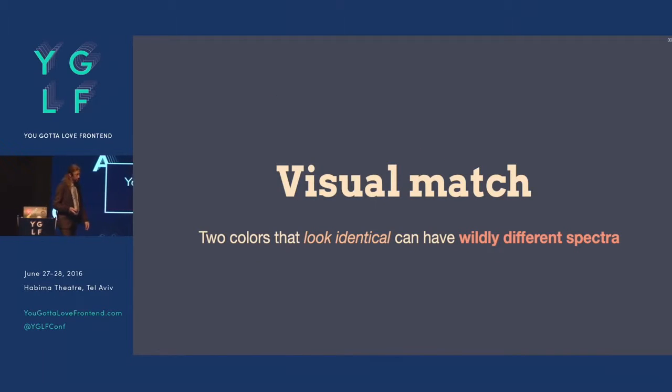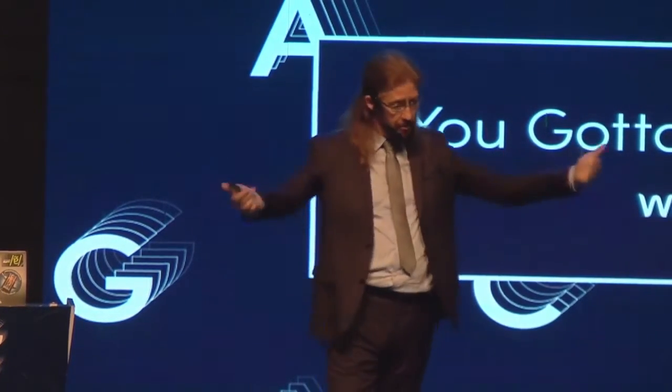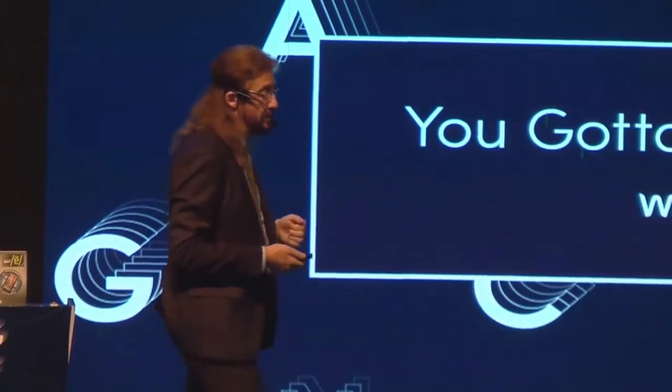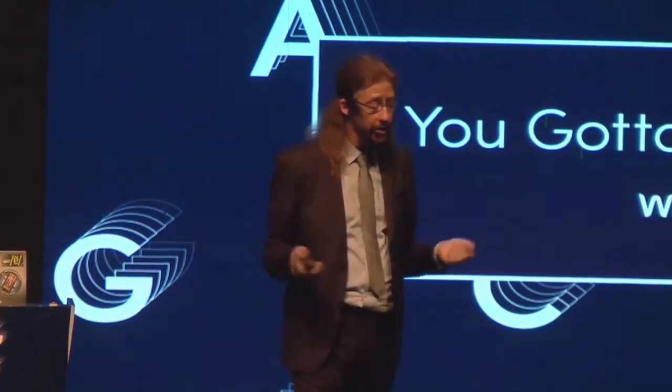Next thing, a visual match. You can have two colors that look identical. Right, you put them side by side, this is the same color. We're very good at telling if two colors are the same, especially if they're right next to each other. But they can have wildly different spectra, so there's something going on here. And of course, the thing that's going on is we only have 3 color channels coming out of the eye, because we only got 3 cone types. So we can combine these in various ways, but at the end of the day, we don't have a full spectrometer in our brains.